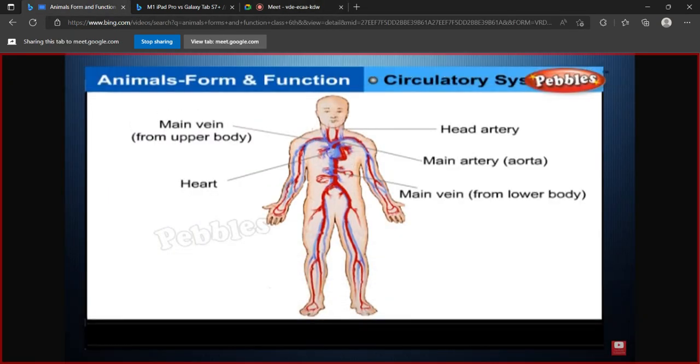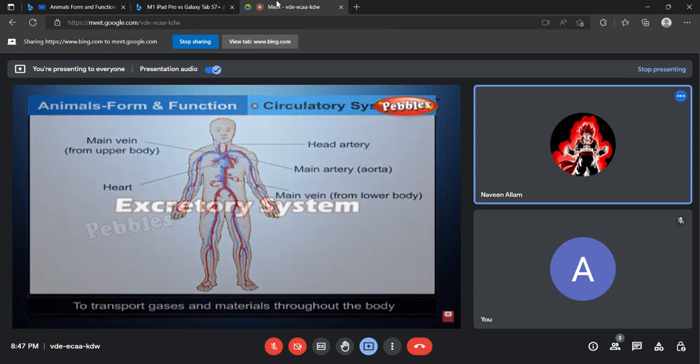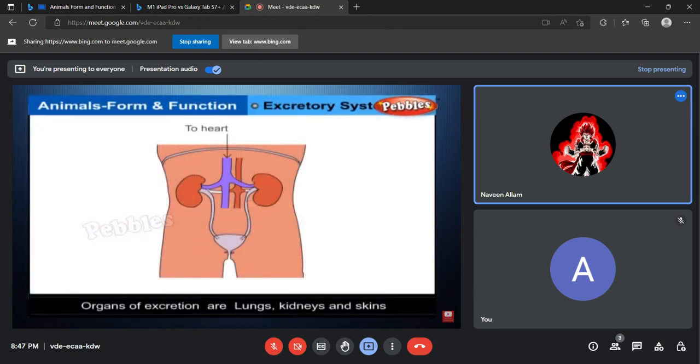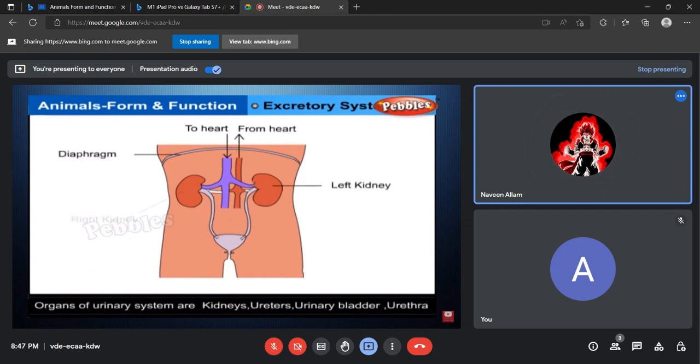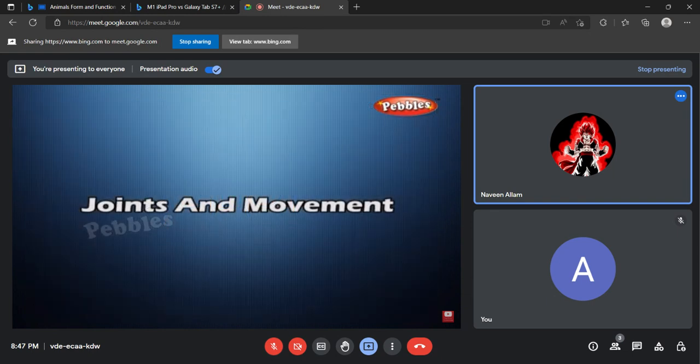Cells, platelets. Function: to transport gases and materials throughout the body. Excretory system. Organs of excretion are kidneys and skin. Organs of the urinary system are kidneys, ureters, urinary bladder, and urethra. Function: to remove waste products from the body.